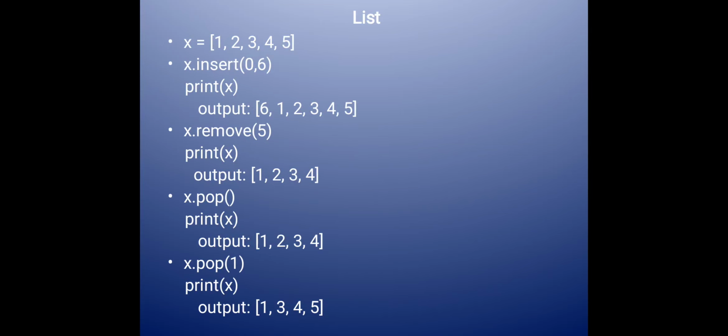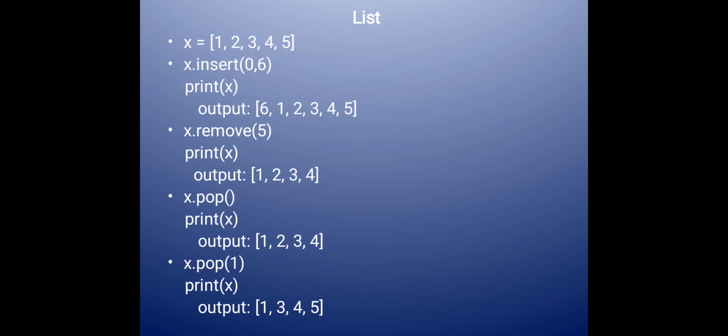Then comes the insert function. The insert function is also used to add values to a list at the specified index. So here x dot insert 0, 6. That means it will add the value 6 at the 0th index. The first value is the index and the second value is the value itself. Then the output will be a list of elements 6, 1, 2, 3, 4, 5.